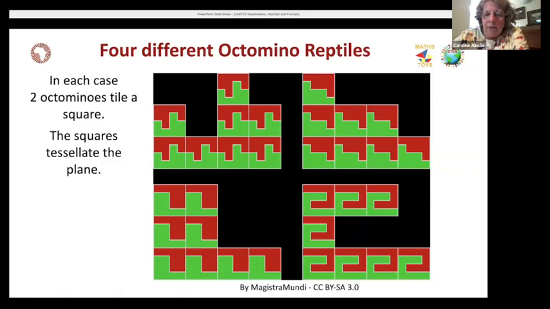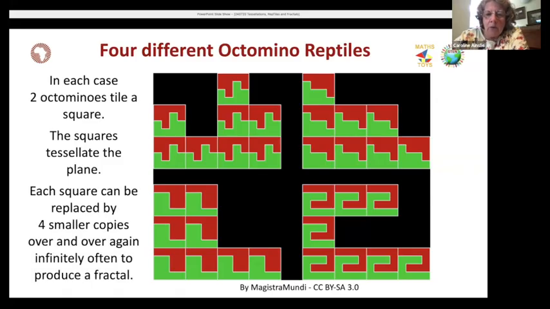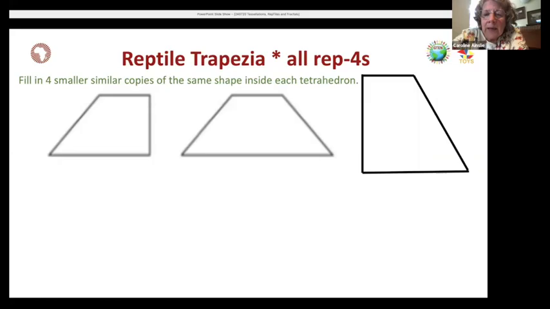We're going to go away from squares and rectangles. Again, as it's popped up, you can make these copies smaller and smaller again and again, infinitely often, to produce fractals. Each and every one of these that we've been working on will do that. Going away from rectangles and squares, we've got rectile trapezia. So just as you had the challenge of making repeating shapes with octominoes, now I give you the clue: you can make all of these 3 trapezia using rep 4s.